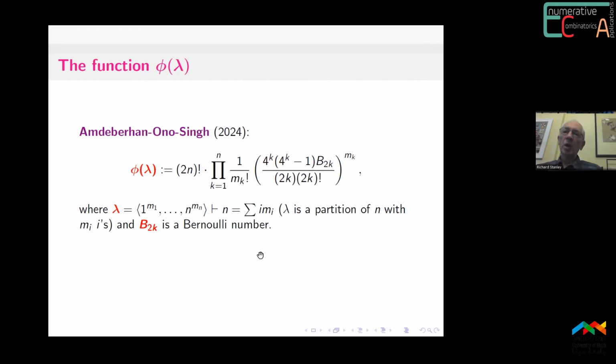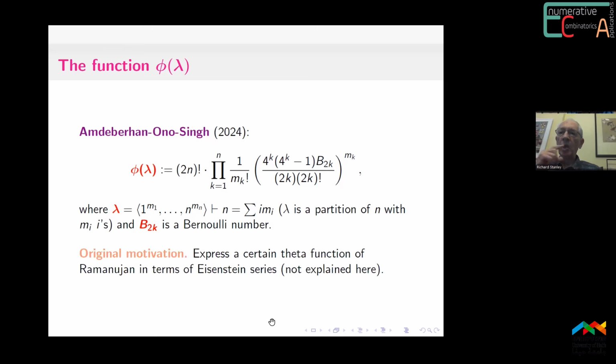They were concerned with a function of a partition lambda of n. Lambda has m_i parts equal to i, and phi of lambda is this somewhat daunting looking expression involving Bernoulli numbers, B_2k. This number arose as coefficients of certain theta functions expressed in terms of Eisenstein series. I'm not going to explain that. It's not relevant to the combinatorics.